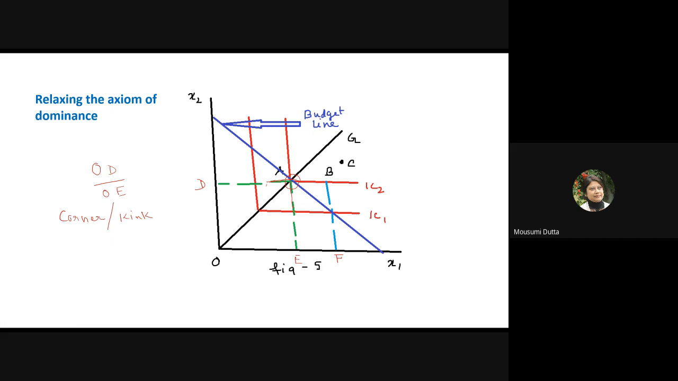In figure 5, the ICs are drawn as L-shaped. This implies that a point such as B is indifferent to a point such as A, even though B contains more of one commodity and no less of the other.